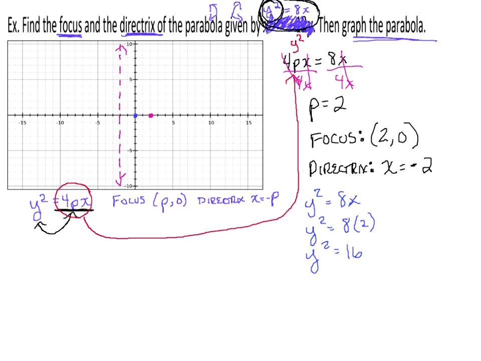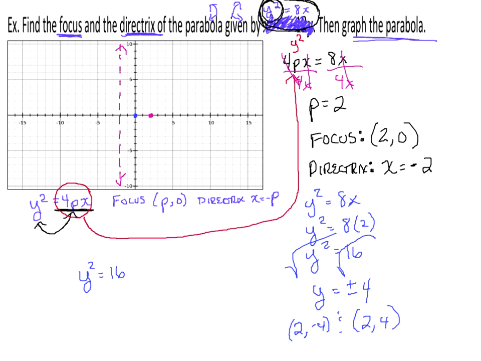Well, y squared is equal to 16. I take the square root of both sides, and y is equal to positive or negative 4. Don't forget, you've got to take both cases into account there. Because when I have this equation, y squared is 16, that is asking me, what can I multiply by itself to make 16? Well, I can multiply 4 by itself to make 16, or I can multiply negative 4 by itself to make 16. So I've got 2 points here. I've got the point 2, negative 4, and I've got the point 2, positive 4.